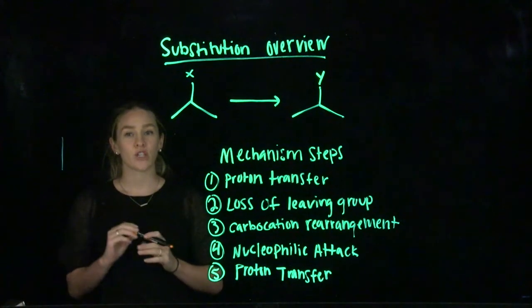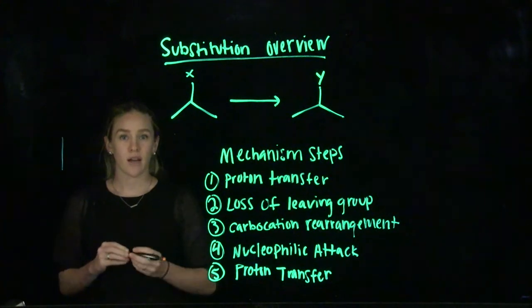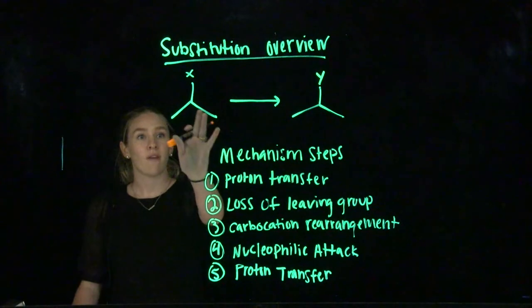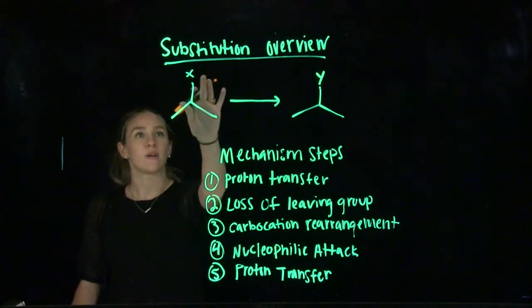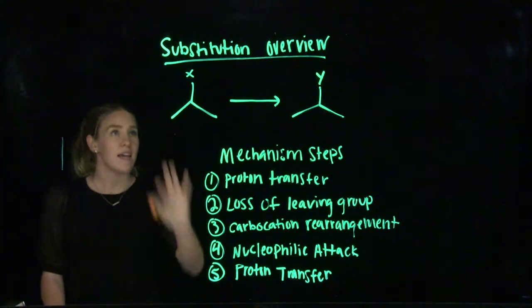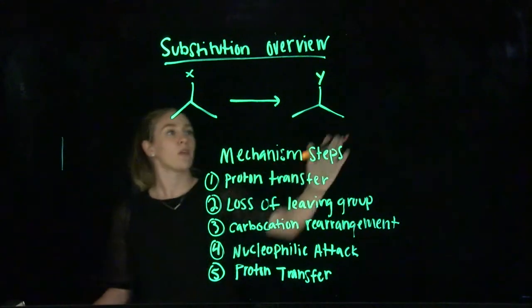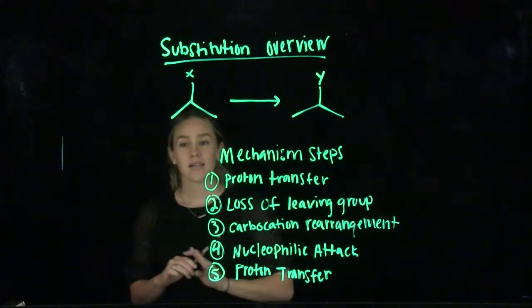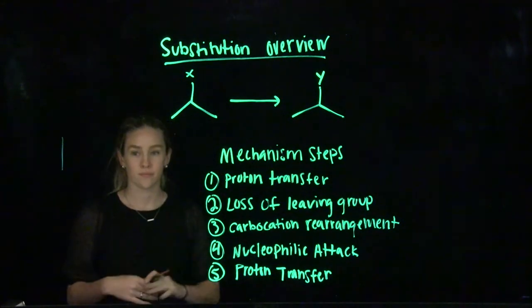So the overarching idea of a substitution reaction is that you're substituting one thing for another. So here we have a molecule with substituent X. And then by the end of the substitution reaction, we've replaced it with molecule Y. So that's kind of the overarching idea.